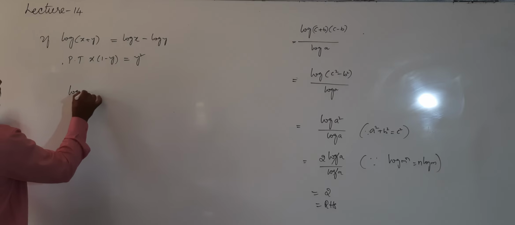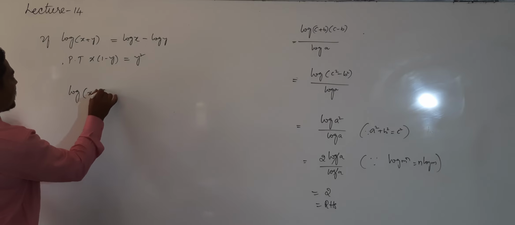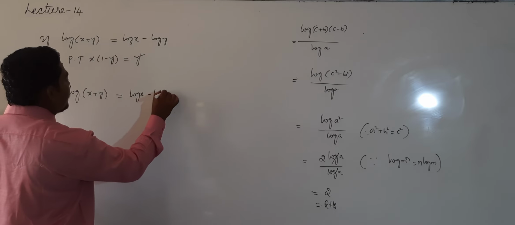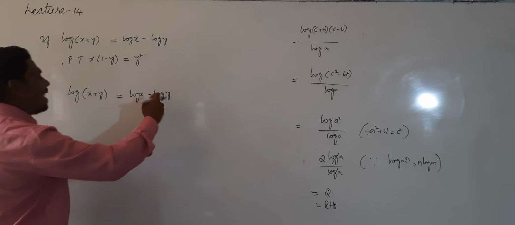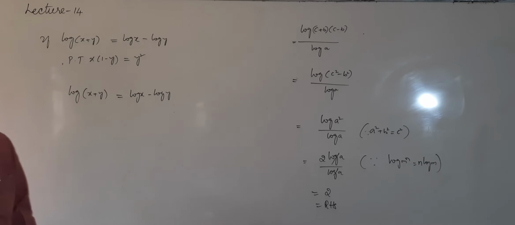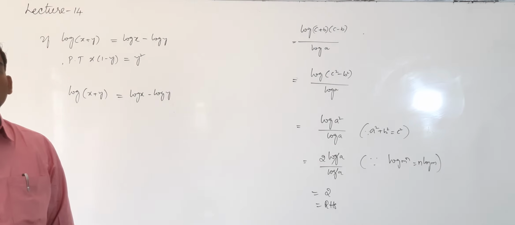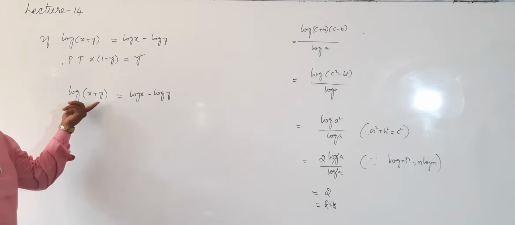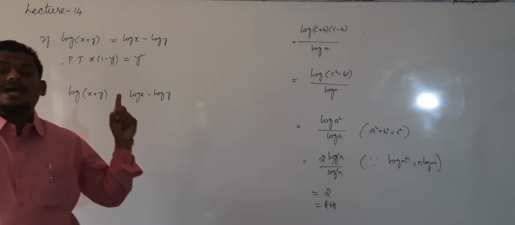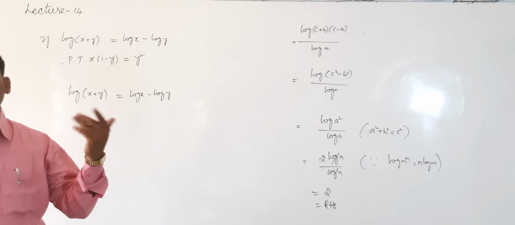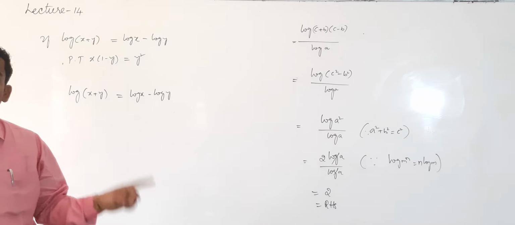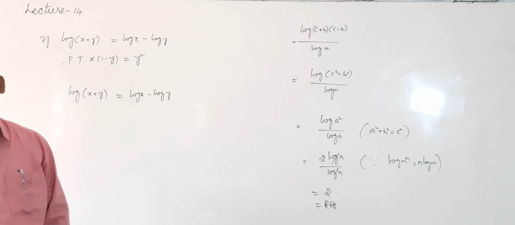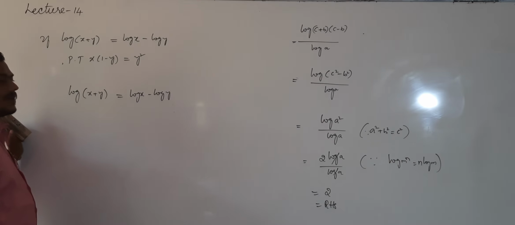Now log of x plus y is equal to log x minus log y. In the RHS apply the property: log m minus log n is log of m by n. But we don't have any formula for log of x plus y, that is log of m plus n. Log m plus log n is log mn, but log of m plus n is not equal to log m plus log n. For this we don't have any formula.